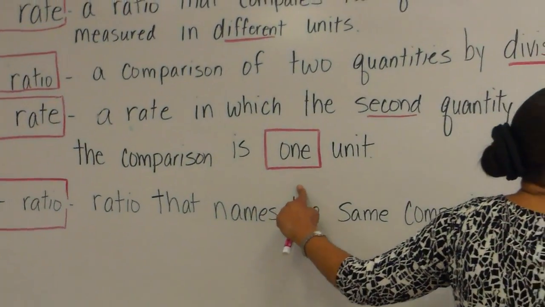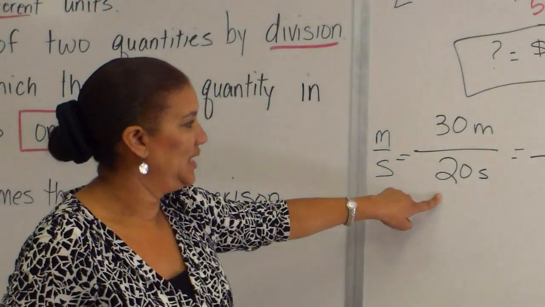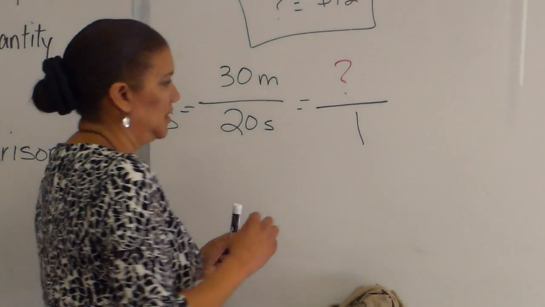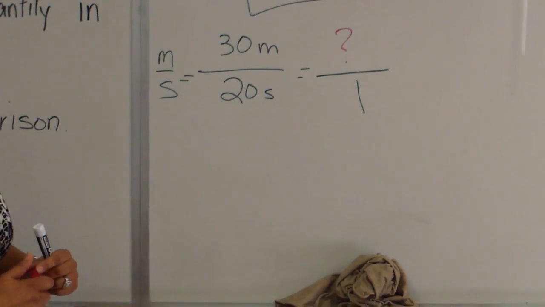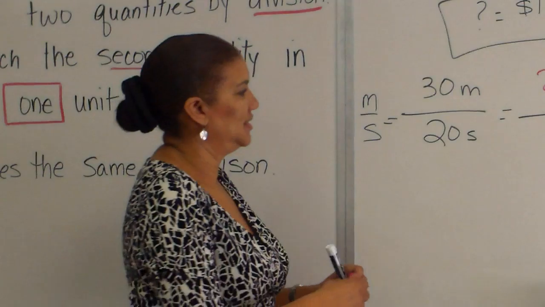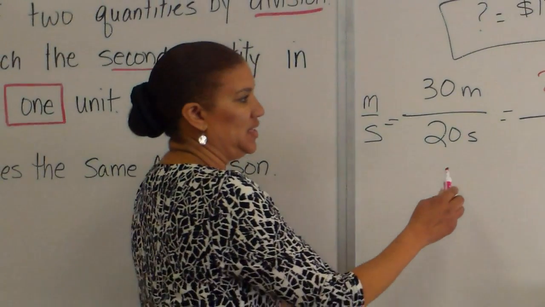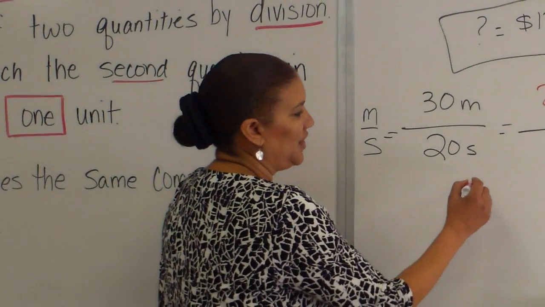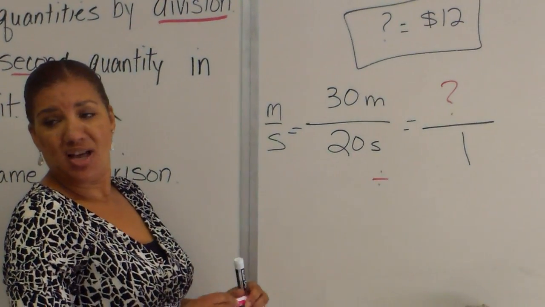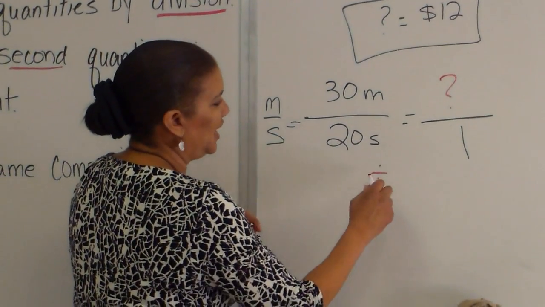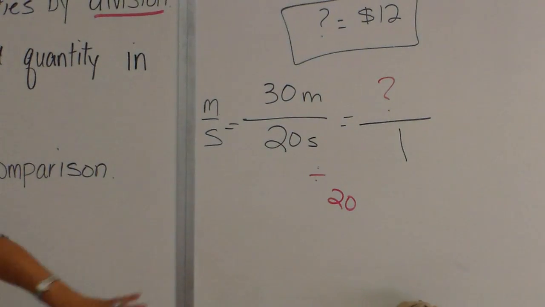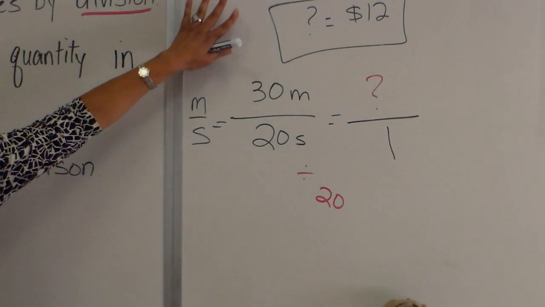So how do I solve for 30 meters to 20 seconds equals to how many meters can he walk in 1 second? How many meters can he walk in 1 second? So how do I solve for this equivalent ratio? 20 divided by what equals 1? Jocelyn. 20 divided by 20 equals 1. Very good, thank you. Whatever I do to the bottom term, I have to do to the top term.